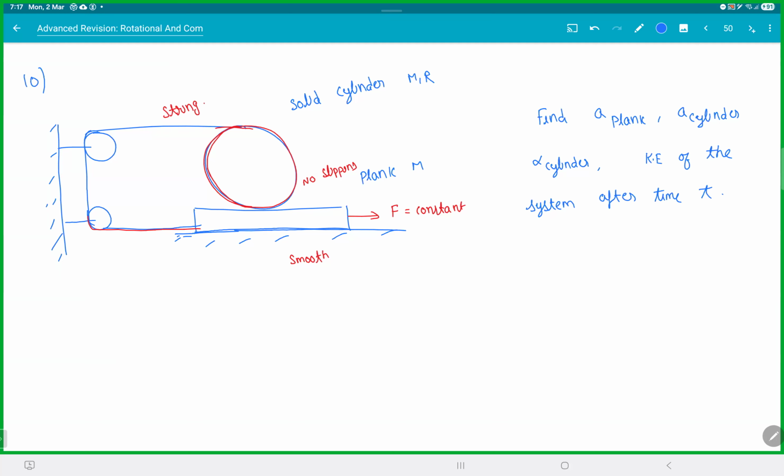Start with the free body diagram. This is the thing: when you see a question like this, the first thing you start with is the free body diagram. You don't even think twice.